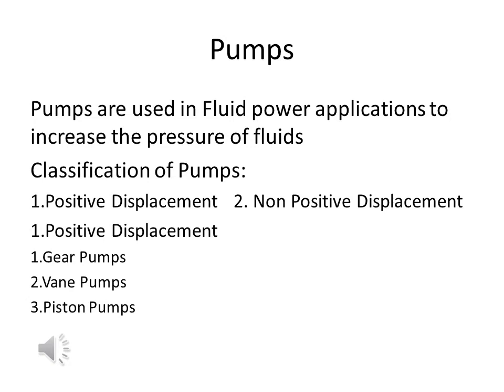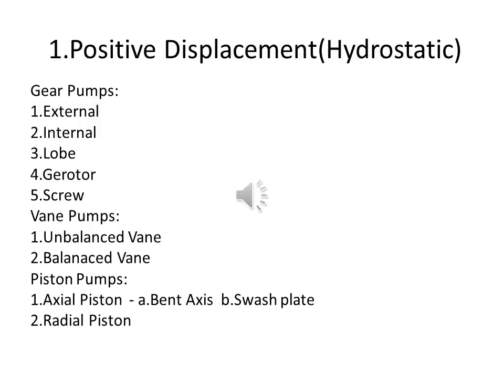Pumps are classified majorly into positive displacement pumps and non-positive displacement pumps. Positive displacement pumps are also called hydrostatic, and non-positive are hydrodynamic. Positive displacement pumps are again classified into three types: gear pumps, vane pumps and piston pumps. Positive displacement pump, that is a hydrostatic pump.